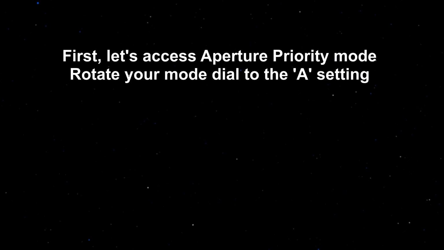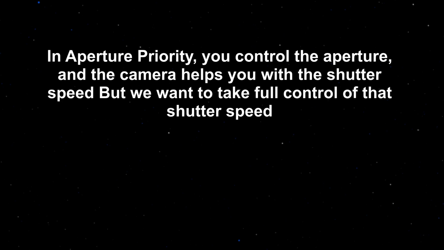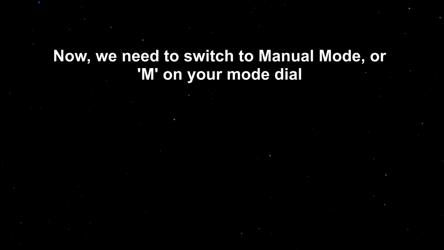First, let's access Aperture Priority Mode. Rotate your mode dial to the A setting. In Aperture Priority, you control the aperture, and the camera helps you with the shutter speed, but we want to take full control of that shutter speed. Now, we need to switch to manual mode, or M on your mode dial.